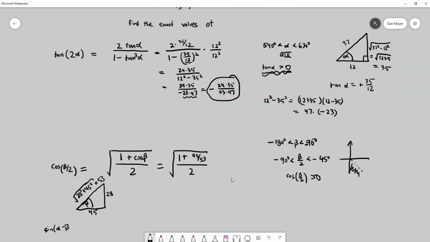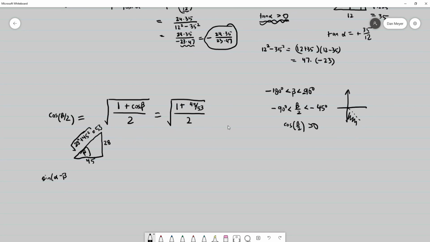And then to reduce this expression, I'll just multiply on top and bottom by 53. 53 plus 45 divided by 2 times 53, which is the square root of 98 divided by 2 times 53, which is the square root of 49 over 53. And that's how I will leave my answer for that one.